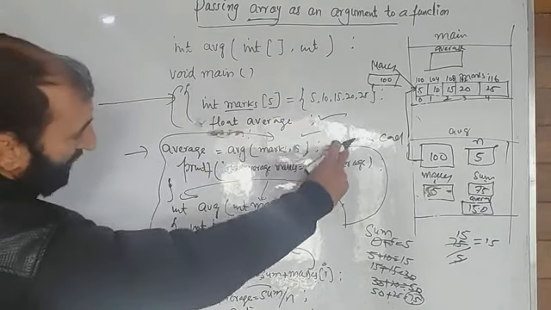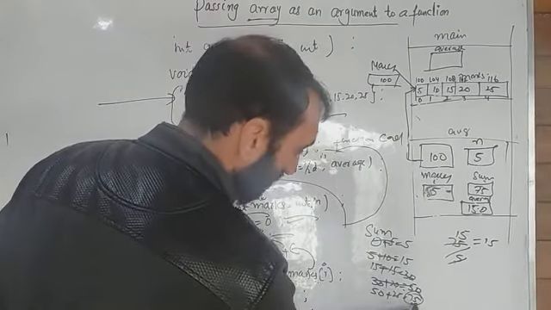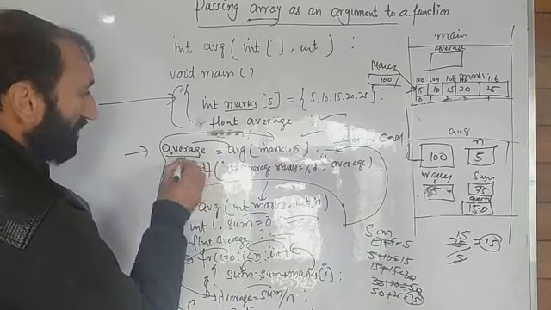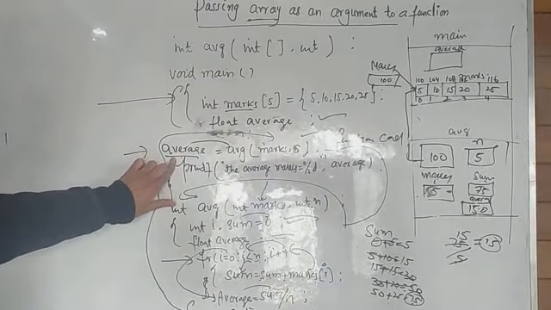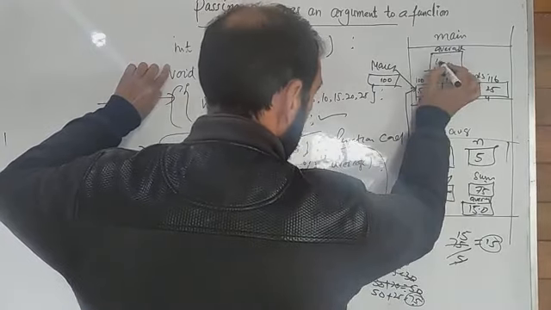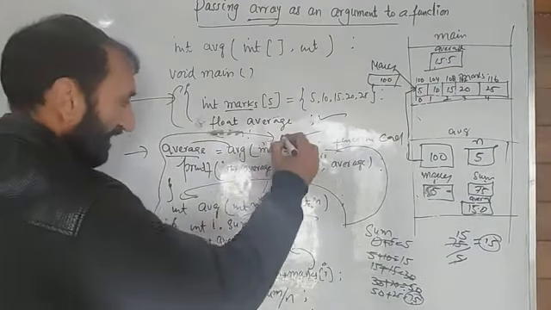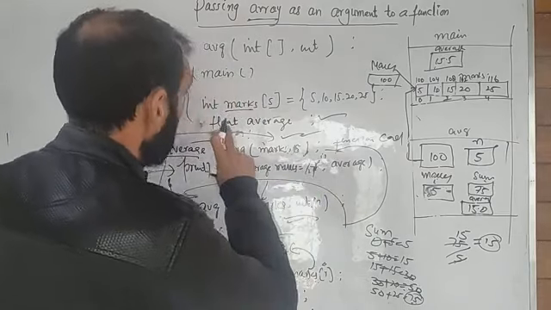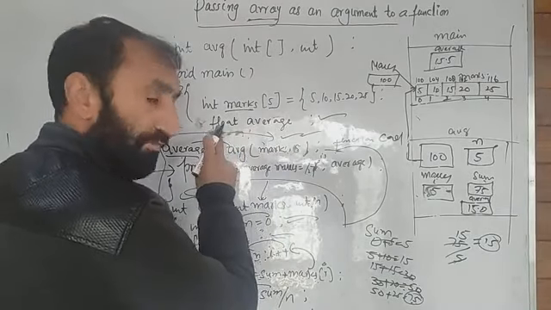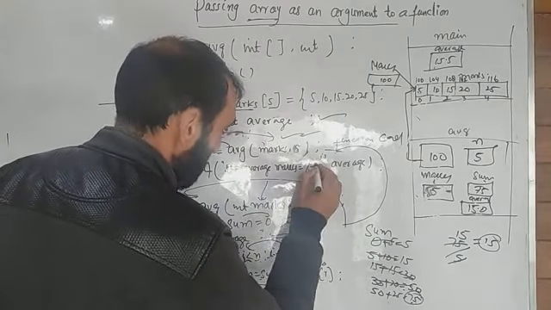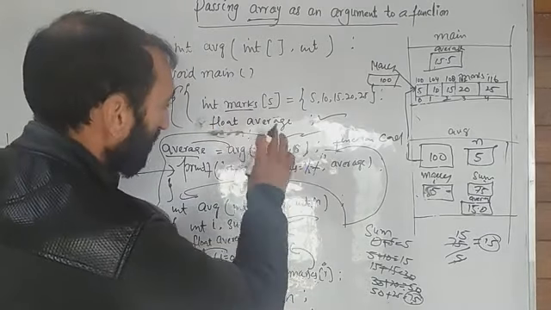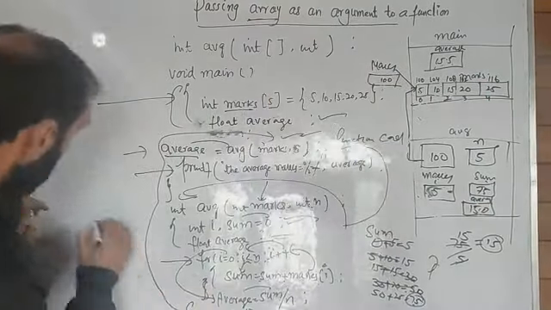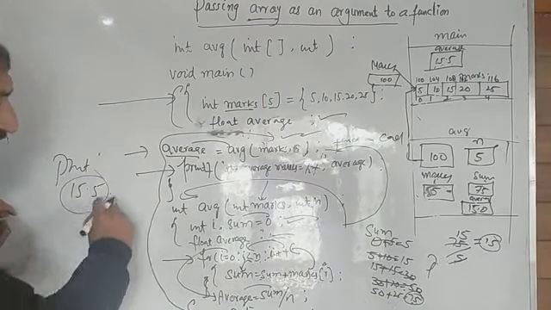Where does it go? To the place where the function was called. The returned average, 15.0, will get stored in the average of the main program. After execution of this line, the control will reach here: print the average marks equal to percent f, because we have declared average as float and the format specifier for float is percent f. So it will print the average.